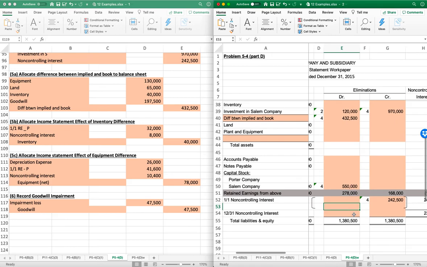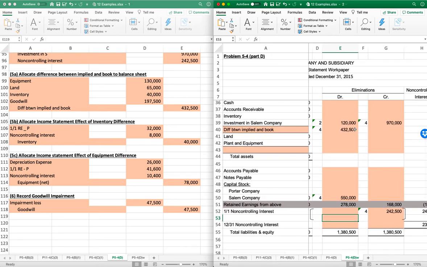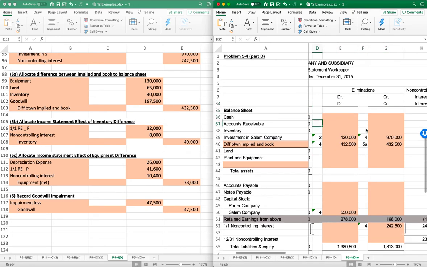Next one, 5A. We're actually going to start with our credit. So we're going to take our difference between implied and book, $32,500, and we're going to put it someplace else. So we're going to start with equipment, property and equipment here. We're going to increase by $130,000. Then we have land that we're going to increase by $65,000. Then we have inventory, which we are going to increase by $40,000. And finally, we need to write in goodwill.